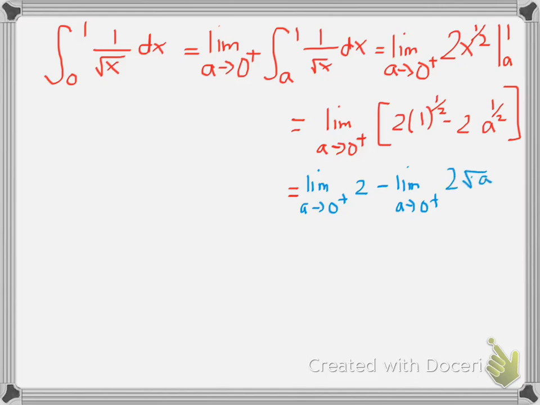Let's just put that. And so we know by properties of limits that the first term is just going to give us 2 minus, well, now it's just the square root, right? So it's 0 from the right. The limit as a approaches 0 from the right is just going to give us 0. So our final answer is 2, which tells us that our integral converges.